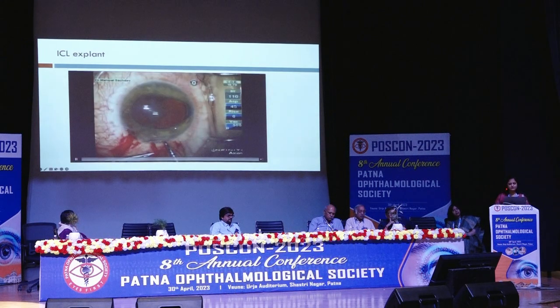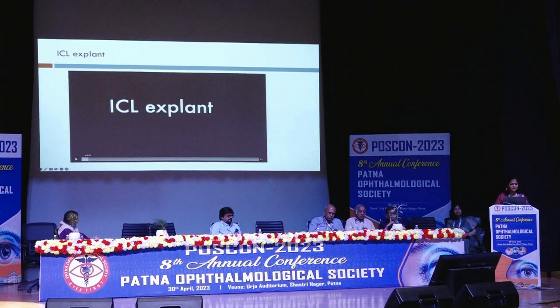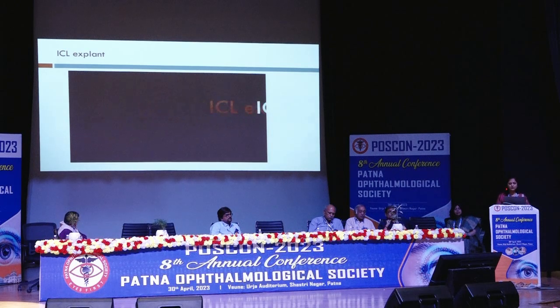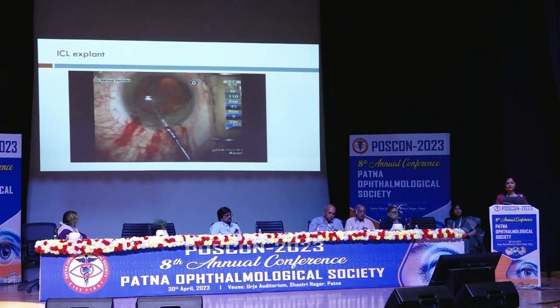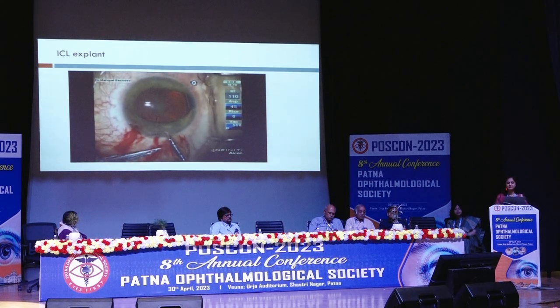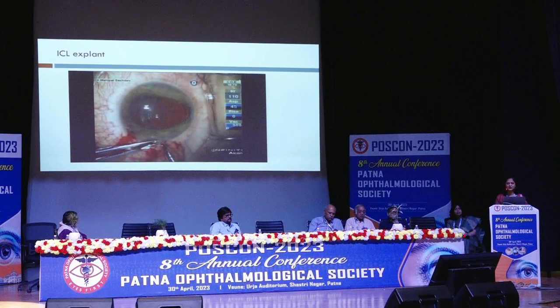So this is a surgical video where we can see the explant of the ICL. This is a patient who was planned for ICL explant and cataract surgery. What is important is, again, you just need a 2.8 or 3.2 millimeter incision. You don't need a very large incision. First, the haptic needs to be disengaged. Only one haptic is disengaged and engaged into the wound through which you want to explant.